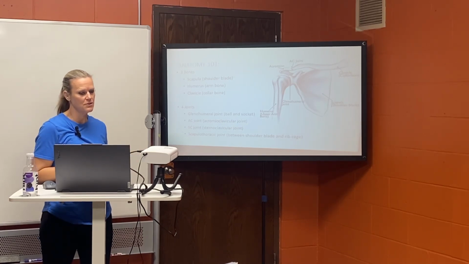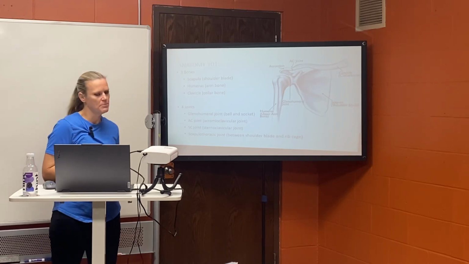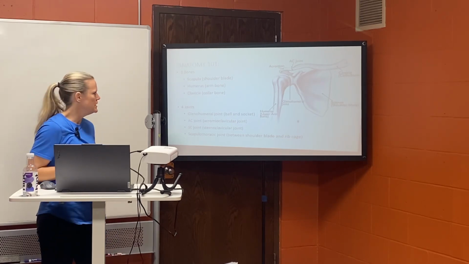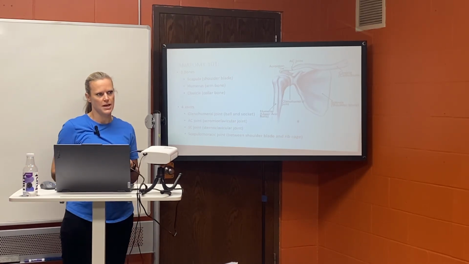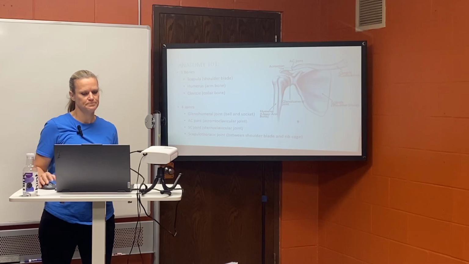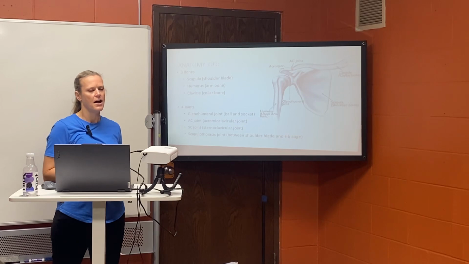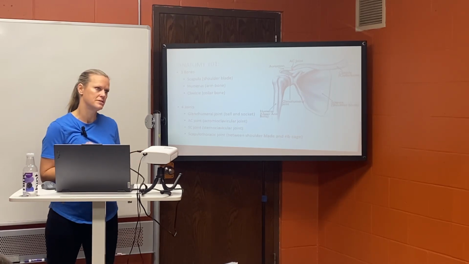So the shoulder itself is made up of three bones. You have your shoulder blade here, you have your collarbone here, and you have your arm bone here. Those three bones come together to create four different joints in the shoulder. The four joints are the ball and socket here, which is called the glenohumeral joint. You have your AC joint, which is right here. If you hear people say, I separated my shoulder, that is your AC joint.